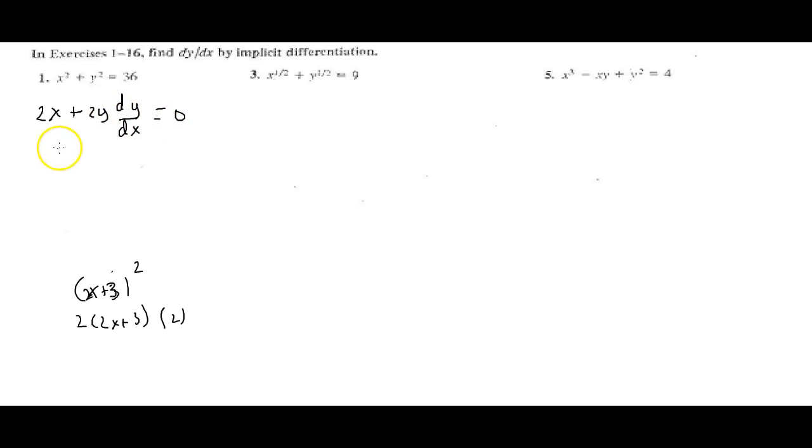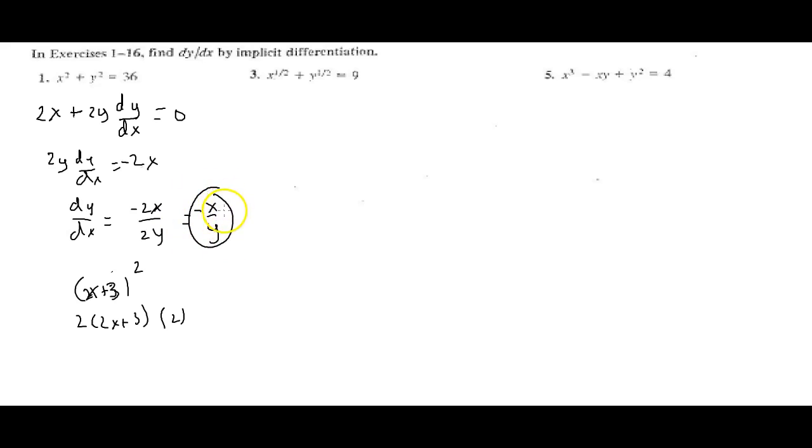So I just start shoving things to the other side. 2y dy/dx equals negative 2x, just by moving the 2x over. Divide by 2y, and I get dy/dx equals negative 2x over 2y. And of course, the follow-on of that is that's just negative x over y. All right, that's how you do problem number 1. I hope that works for you.